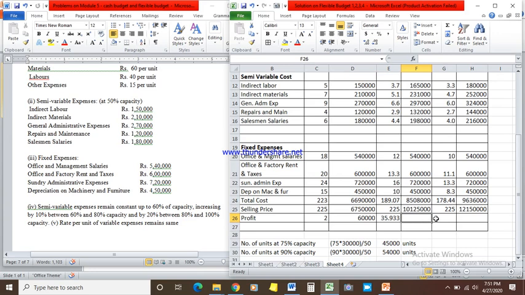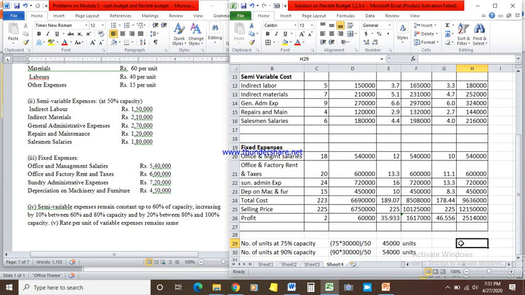So accordingly the total profit for 45,000 units, you get 16,17,000. Here in this case it will be 225 minus 178.44, so you get 46.55. 46.55 multiplied with 54,000. So this is how the profit per unit is computed.